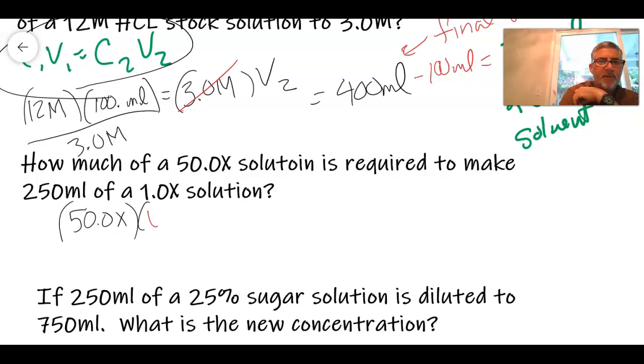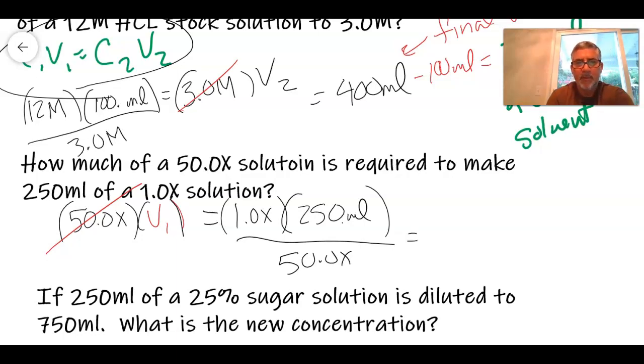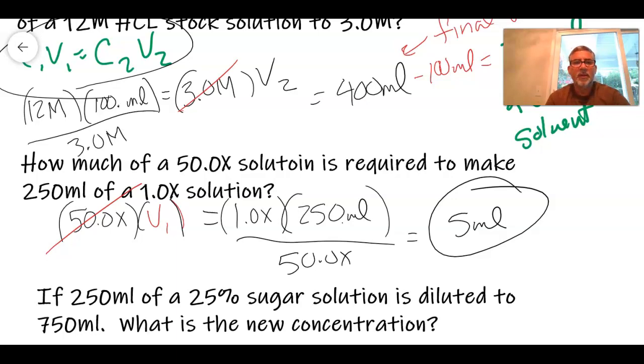This time I don't know my V1, so I'm going to leave that here. C1 V1 is equal to C2 V2, divided by 250 milliliters. So again, I'll cross that out and write that down here. And my V1 then would be 5 milliliters. Okay, so not that hard to do.